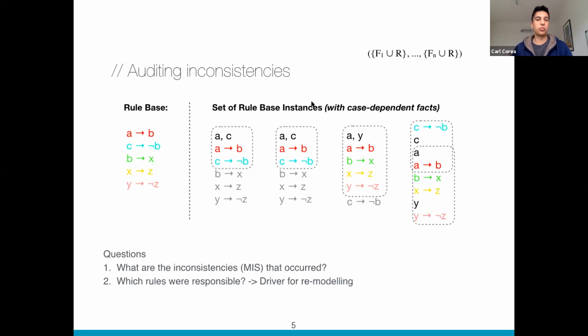For example, a question you can have here is, if you're looking at the entire sequence, what are the distinct inconsistencies that occurred? And also you can think about what rules are responsible. So for example, you can see here this rule marked in red is part of all inconsistencies over all cases. So this would be a good starting point for remodeling or for debugging these inconsistencies.